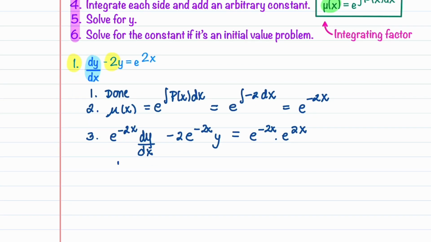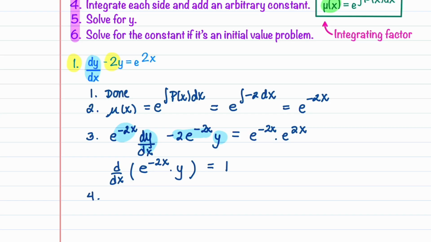What we end up with on the left-hand side is the derivative with respect to x of e to the minus 2x times y. Our left-hand side is just the first term, e to the minus 2x, times the derivative of the second, using the product rule, plus the derivative of the first term times the second term. It always works out that the left-hand side is the derivative of the integrating factor times y. And then on the right-hand side, we can simplify and we get 1.